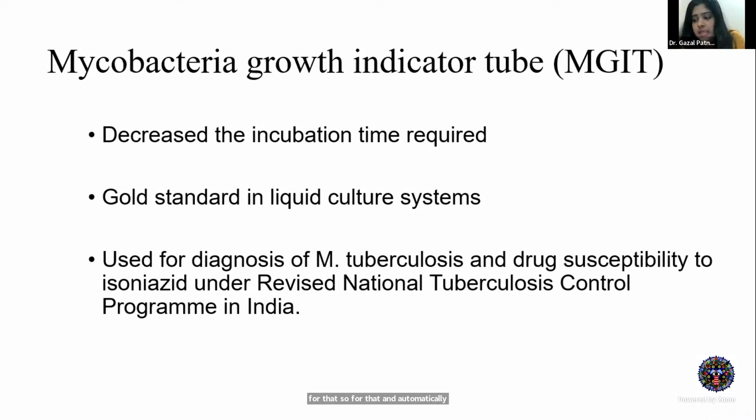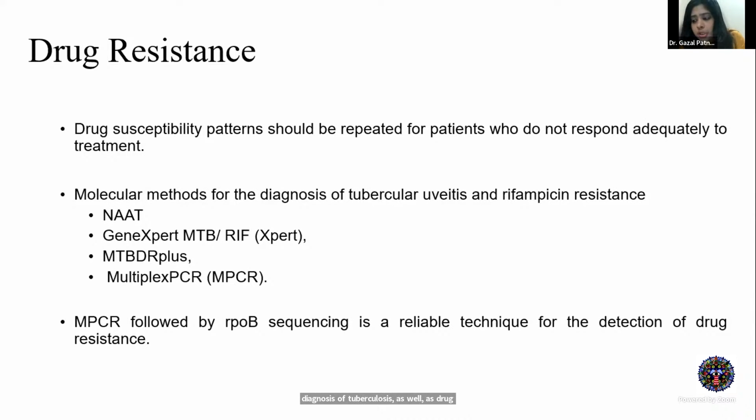automated liquid culture system, that is the mycobacteria growth indicator tube, has decreased the incubation time period. Utility in TB endemic areas is very high, but again, the cost limits its use. It is used for diagnosis of tuberculosis as well as drug susceptibility under the RNTCP program. So it is not only crucial to diagnose MTB, but it is also crucial to identify drug resistance as early as possible. Drug susceptibility testing should be repeated for patients who do not respond adequately to treatment or have a positive culture despite 3 months of therapy.